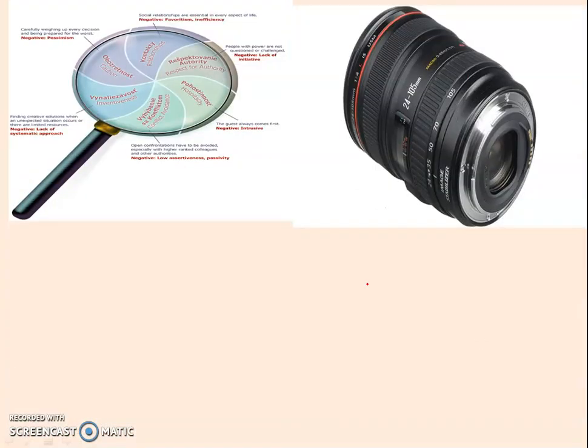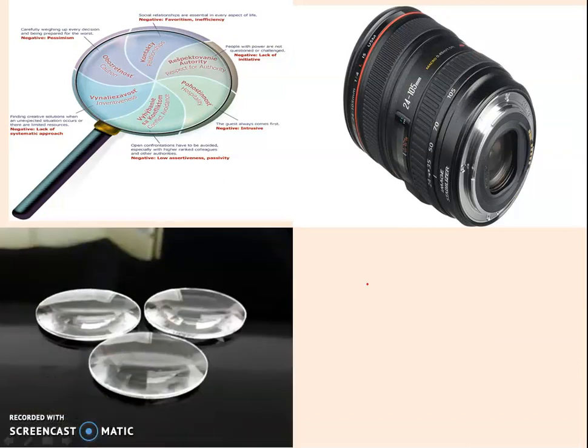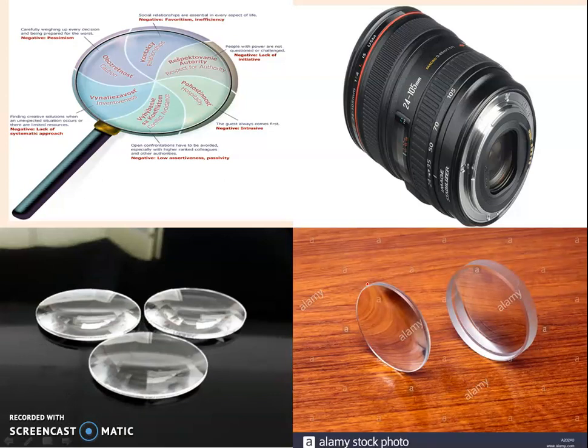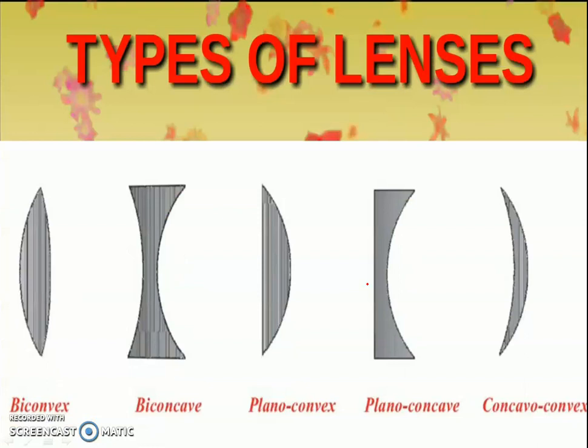Now these are a few instruments. This is a magnifying glass, this is the zoom of a camera; these are convex lenses, these are concave lenses. So optical instruments are equipped with lenses. So we are going to discuss now the spherical lenses. Now these are the types of lenses.